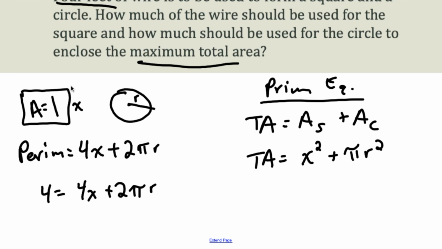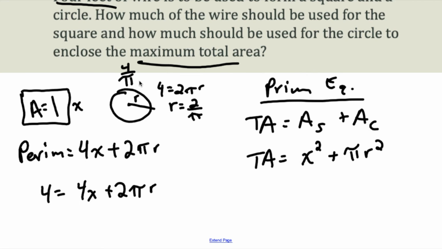For your radius, if all of it is used for the circle, then your perimeter would be 4 equals 2 pi r. So then the radius would be, if we divide that over, 2 over pi. And then to find the area, we would do pi r squared, so we get pi times 2 over pi squared, which is 4 over pi. So you can see that if we use all of the wire for the circle, we would get a larger area than if we used all of it for your square.